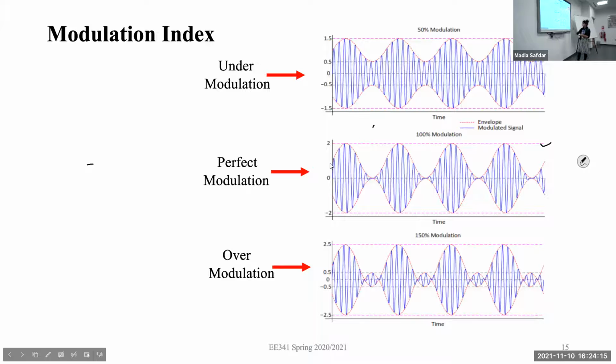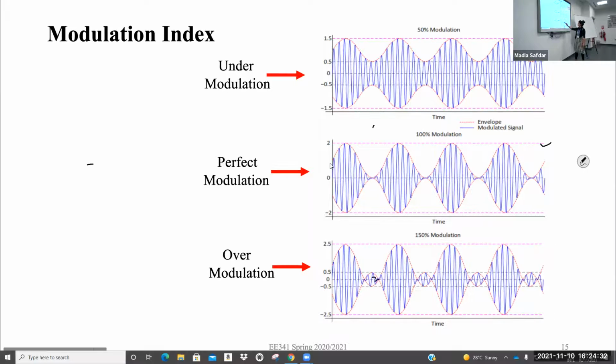Here are the cases which I was telling. Under modulation is when it is less than 100%, 50% for example. Then this is the perfect modulation, so this is 100% modulation. This is over modulation. Here, this much of the envelope is lost.